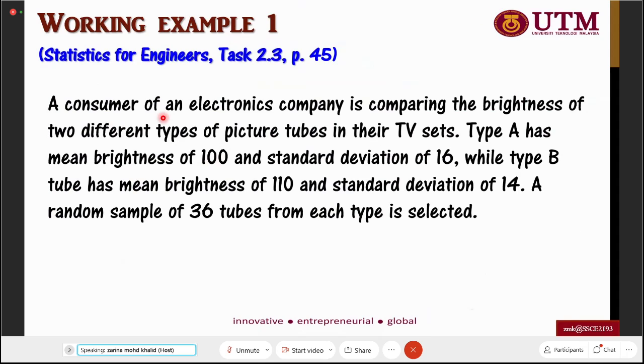A consumer of an electronics company is comparing the brightness of two different types of picture tubes in their TV sets. Okay, so you have two types. Type A has mean brightness of 100 and a standard deviation of 16. So you have information there from type A.